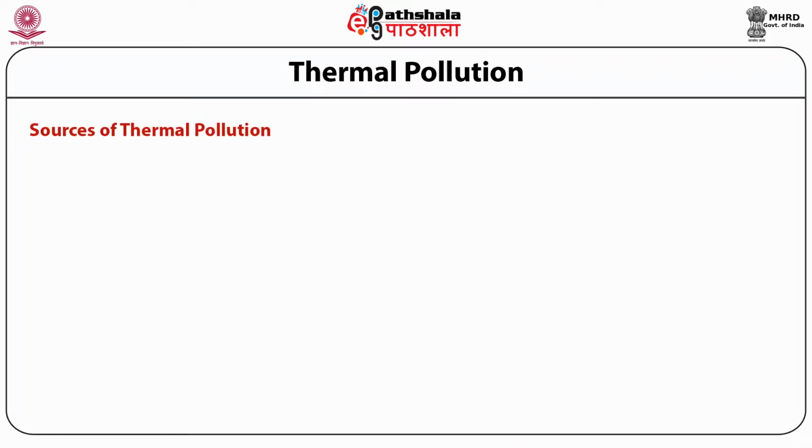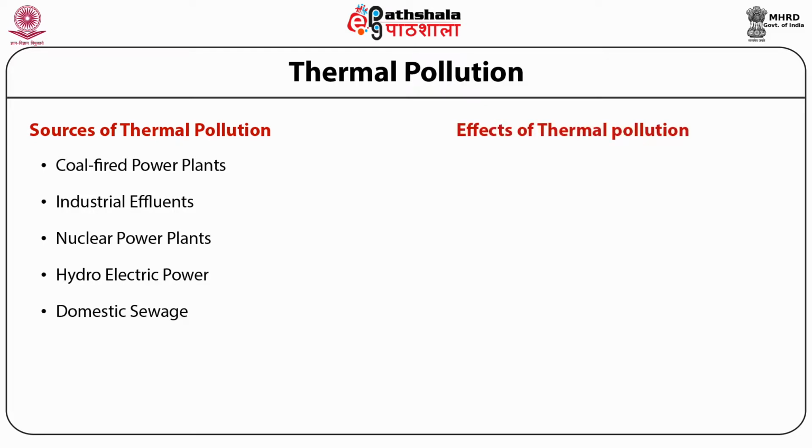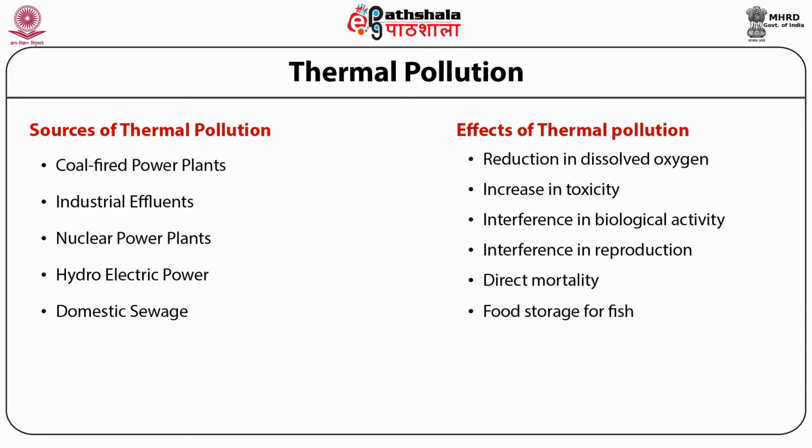The major sources of thermal pollution include coal-fired power plants, industrial effluents, nuclear power plants, hydroelectric power plants, and domestic sewage. The major effects of thermal pollution include reduction in dissolved oxygen of the aquatic system, increase in toxicity which affects aquatic animal life, interference in biological activity, interference in reproduction, direct mortality, and food shortage for fish.